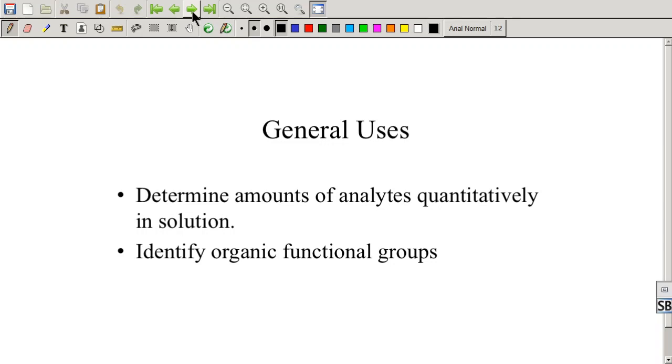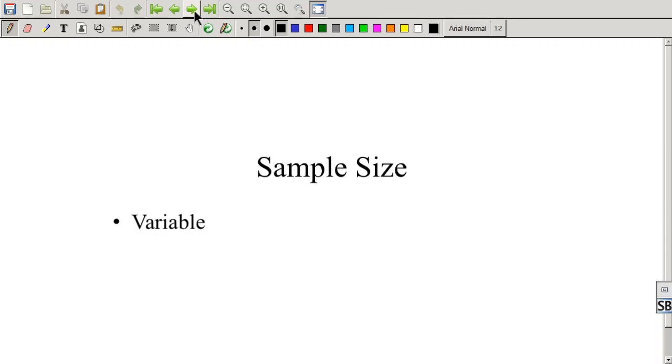The other thing that we can do with this, although it's not very commonly done anymore, is you can identify organic functional groups by UV spectroscopy. Anything that has a pi bond in it is going to absorb quite strongly in the ultraviolet region. And depending on where that absorption is, you can tell what the functional group is. It's not very precise, though. That's the problem. And that's an issue that we run into. So that's one of the reasons why it's fallen out of favor.